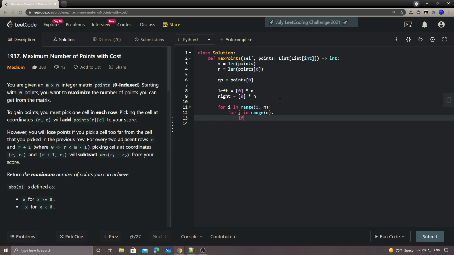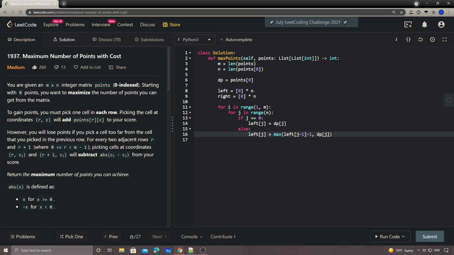So if j is equal to 0, then we simply do left[j] equals dp[j], because for the first one there's nothing on the left. Else we do left[j] equals the max of left[j minus 1] minus 1, and then dp[j], right?